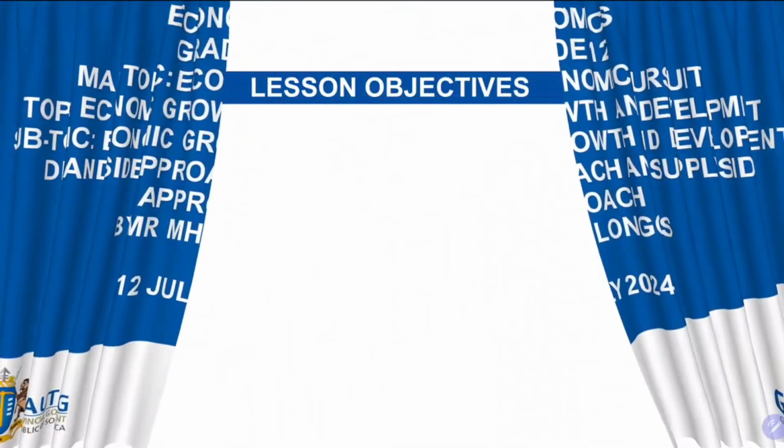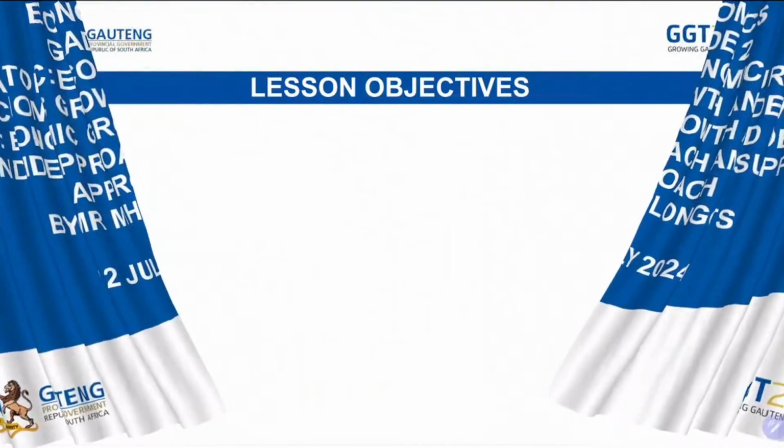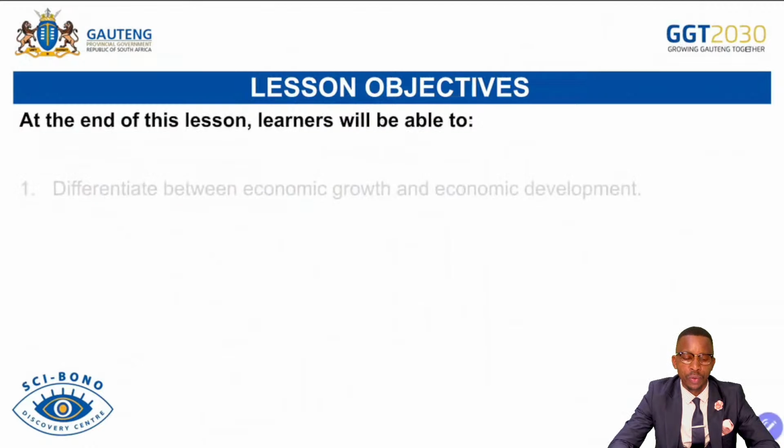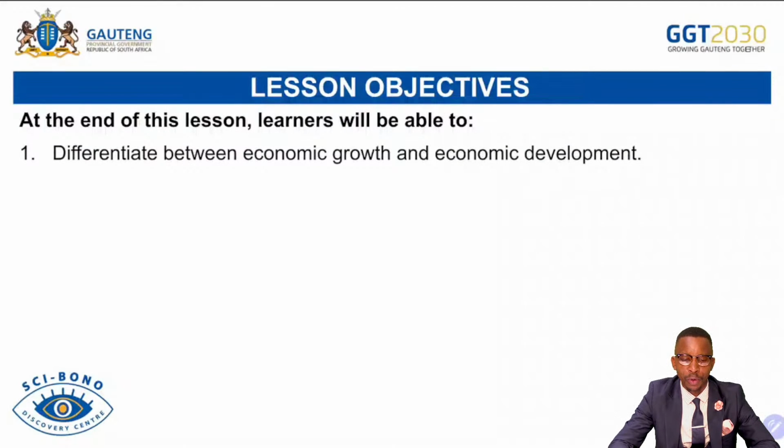So the following are the lesson objectives that will be achieved during the course of this lesson. After this lesson, you will be able to differentiate between economic growth and development. So here we will discuss briefly economic growth, measuring economic growth, and discussing importance of economic growth. We'll also discuss economic development, measure economic development.